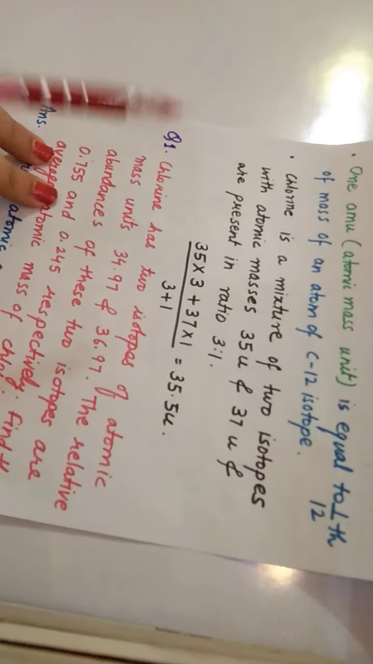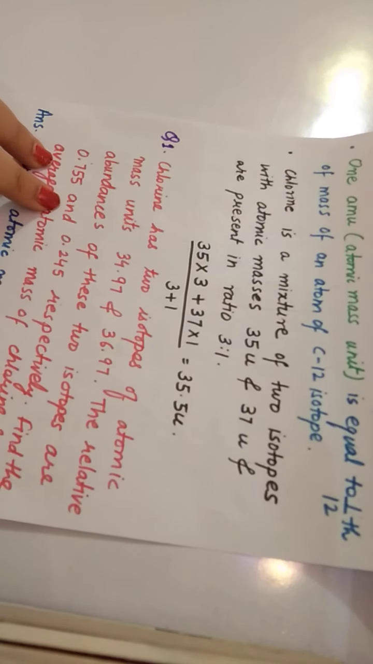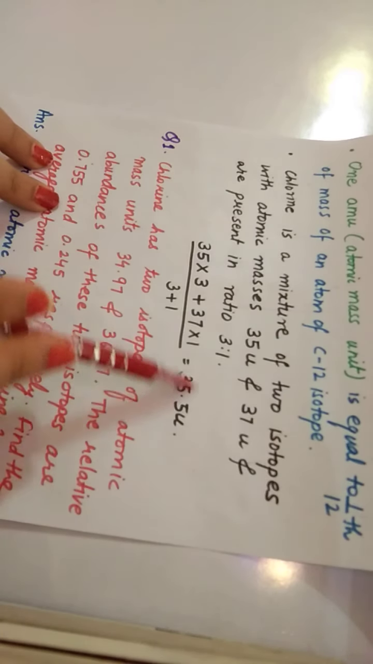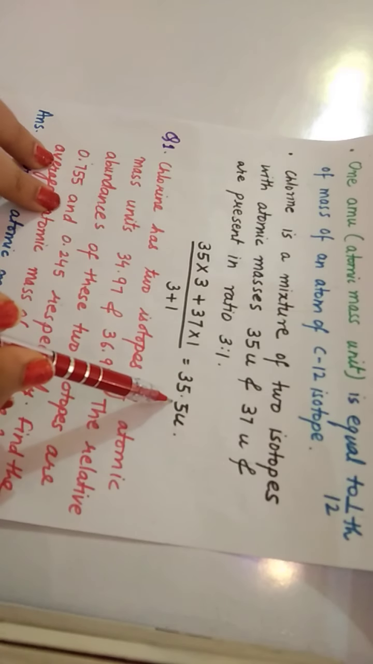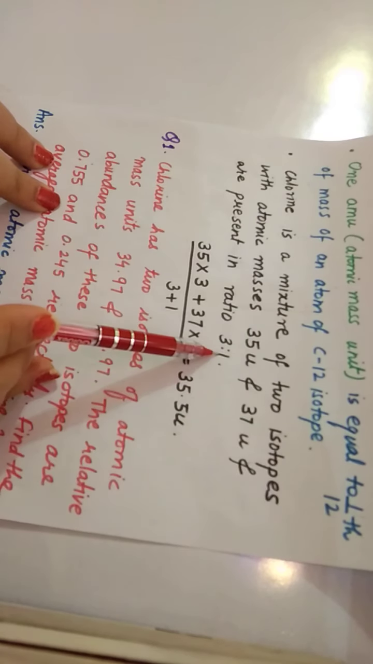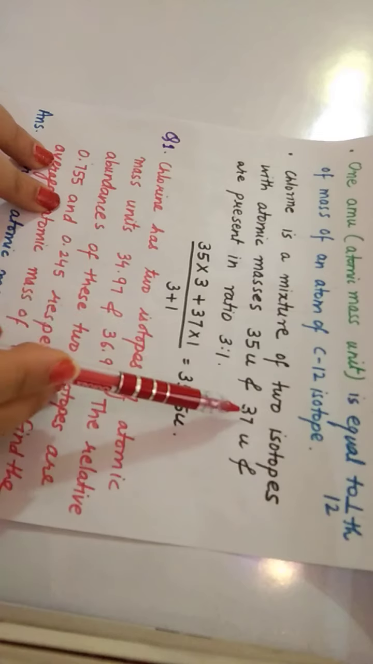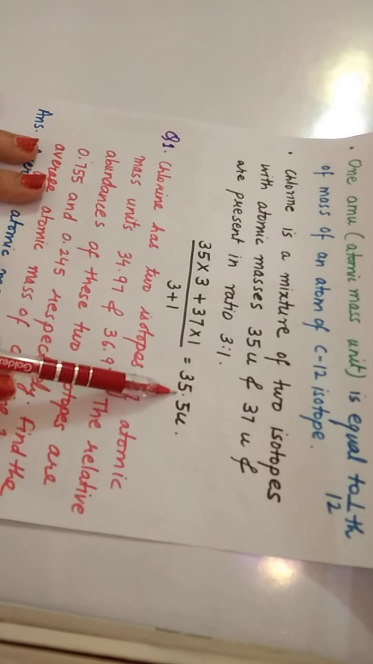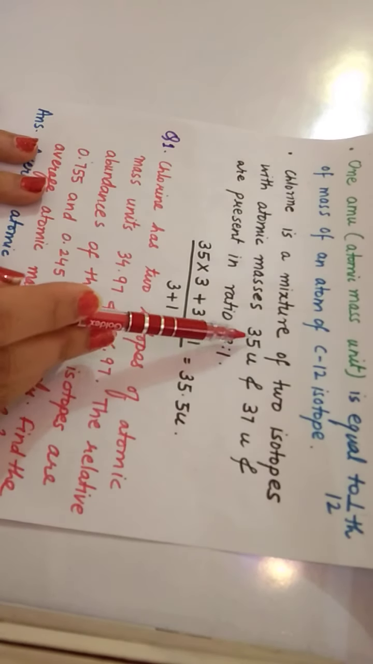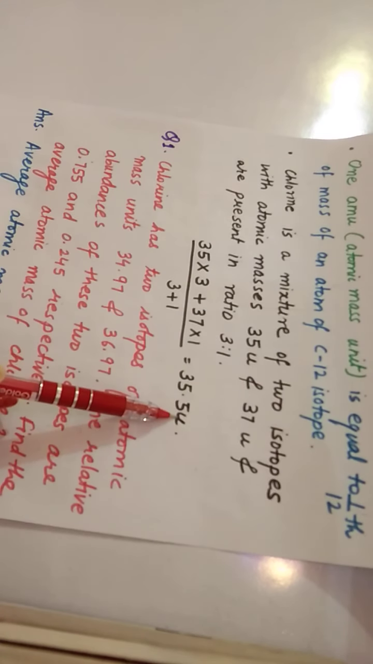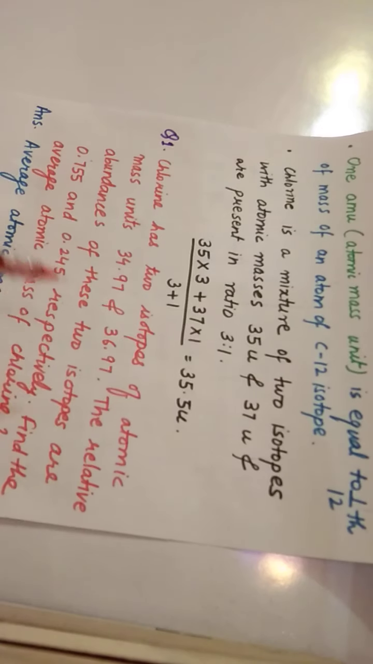3:1 ratio they are present. Now we have two isotopes of chlorine. Then how are we going to get the atomic mass of chlorine? This is the way we have calculated it. This is occurring in 3 and this is occurring in 1. So 35 into 3 plus 37 into 1 divided by 3 plus 1 gives you the atomic mass of chlorine. It is equal to 35.5 unit. So it is the atomic mass of chlorine atom.